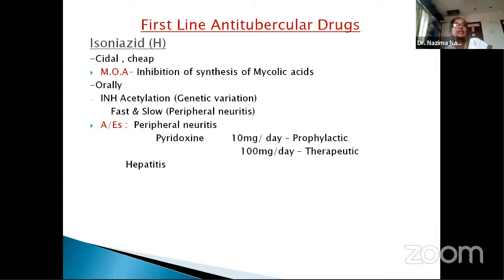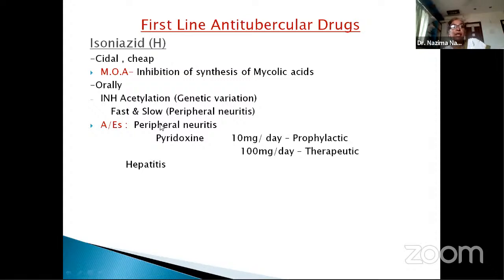Isoniazid, or H in short, has a bactericidal action. It is a cheap drug. Mechanism of action: it acts by inhibition of the synthesis of mycolic acids, which is one of the important constituents of the mycobacterial cell walls. It is used orally, and there is a genetic variation in the acetylation status of INH. There are fast and slow acetylators, Indians generally being slow acetylators, and peripheral neuritis, a side effect, is more common in slow acetylators.